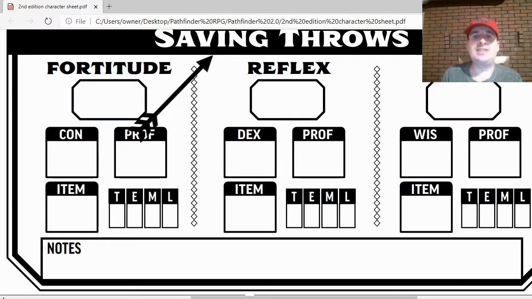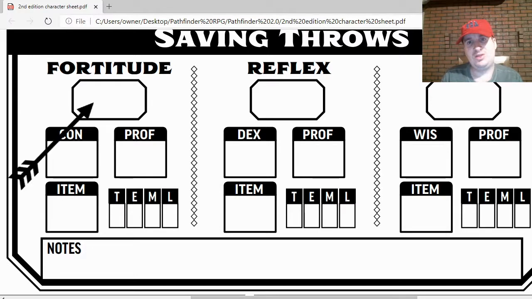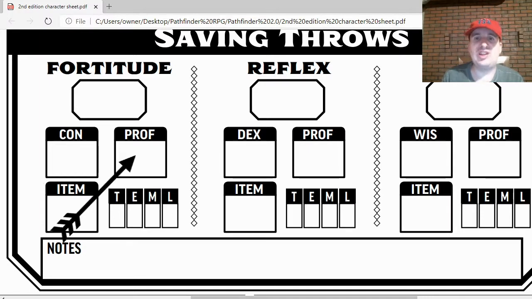Now let's talk about saving throws. Whenever your character is subject to a dangerous effect that must be avoided, your character gets to roll a saving throw. There are 3 types of saving throws. The first is called a fortitude saving throw. This is used to resist diseases, poisons, and physical effects. Your fortitude save is based on your constitution modifier plus your proficiency bonus.